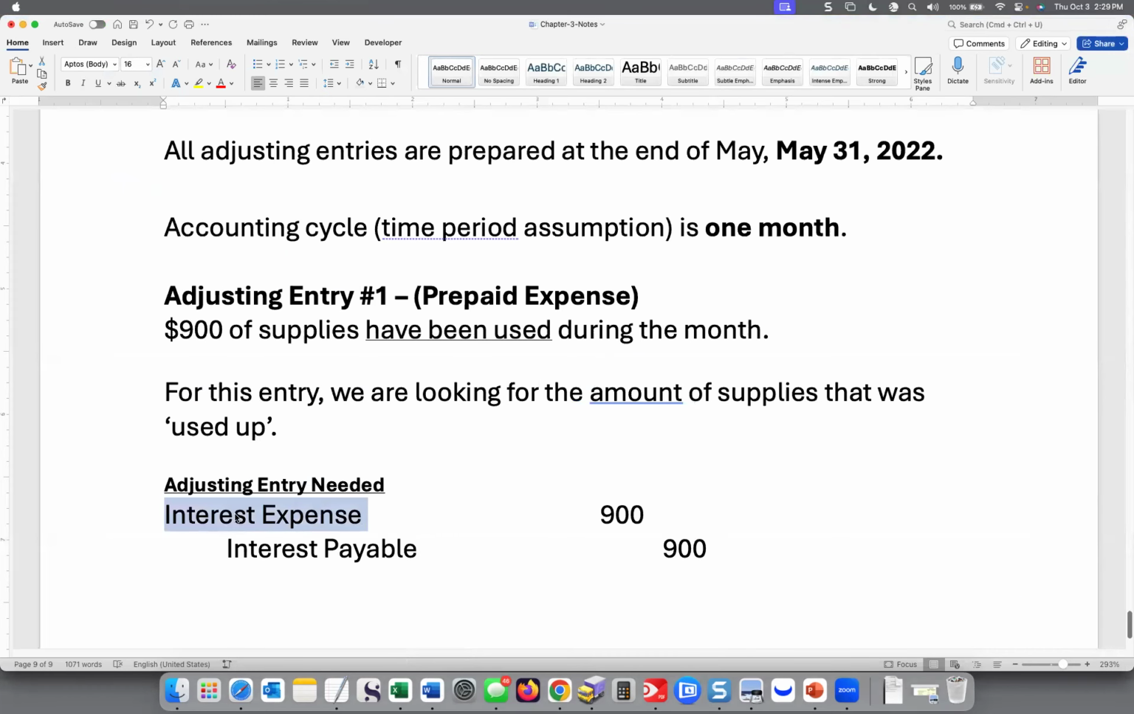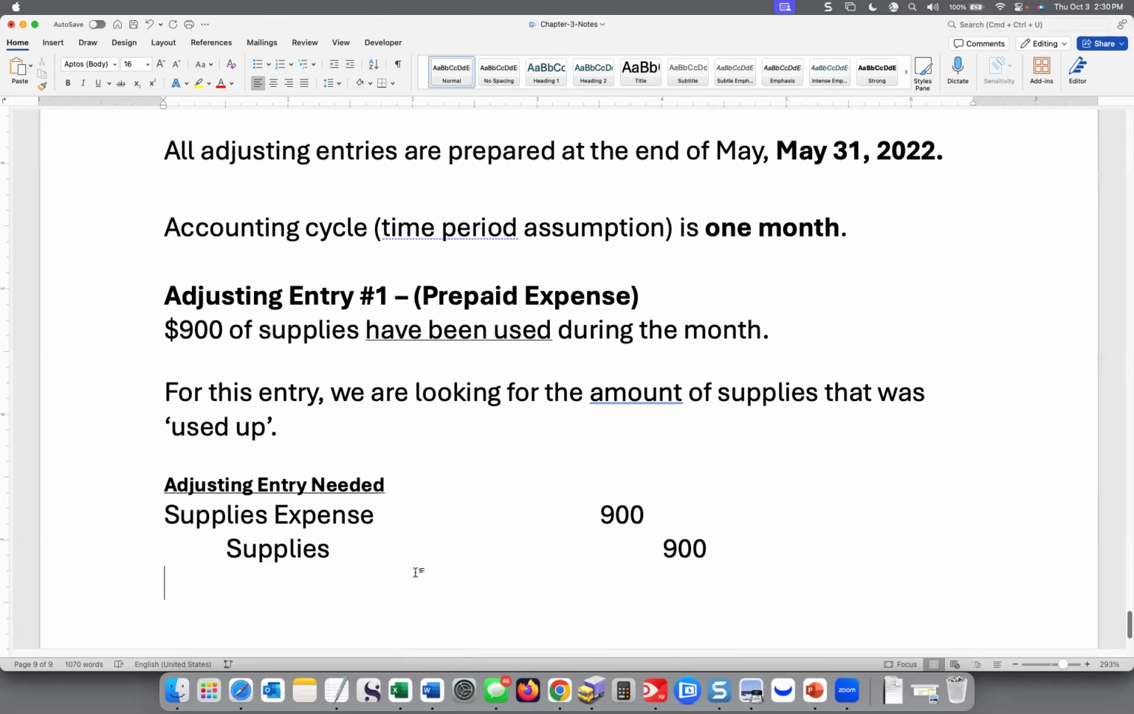So we already got our number in there. So this would be supplies expense. And then your credit would be a decrease to the supplies asset account. All right. And push that over there to make it look like a credit. Oops, a typo. There we go. All right. So there's your adjusting entry.